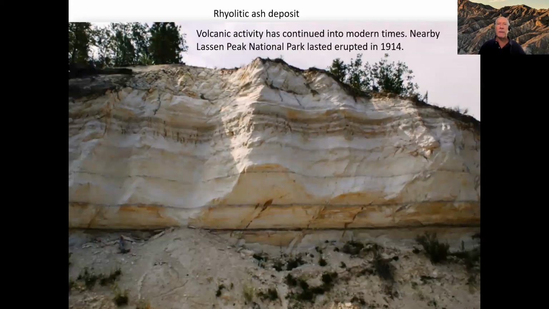Outside of Yosemite National Park, just north of there, there's another national park called Lassen Peak, which is a volcano which last erupted in 1914. And these are ash layers, ash beds that formed from eruptions of what is now Lassen Peak.